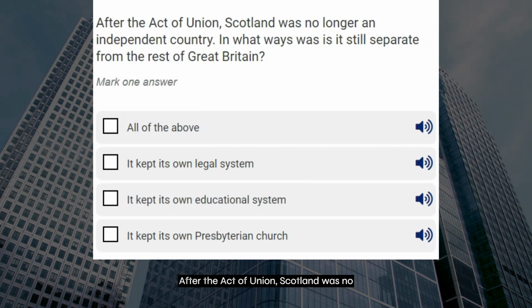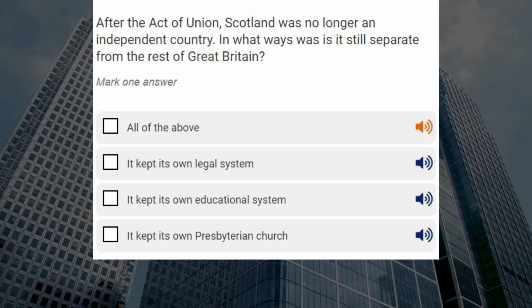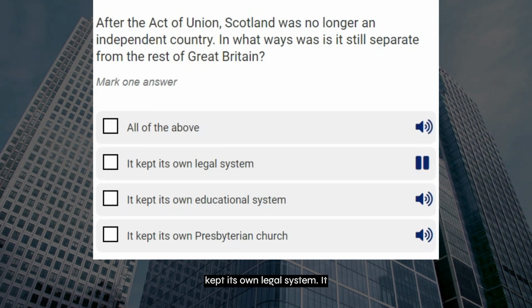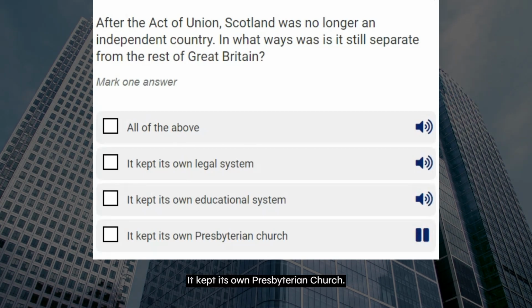After the Act of Union, Scotland was no longer an independent country. In what ways was it still separate from the rest of Great Britain? All of the above. It kept its own legal system. It kept its own educational system. It kept its own Presbyterian church. Correct answer, all of the above.